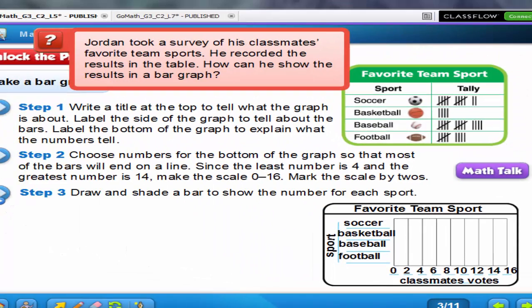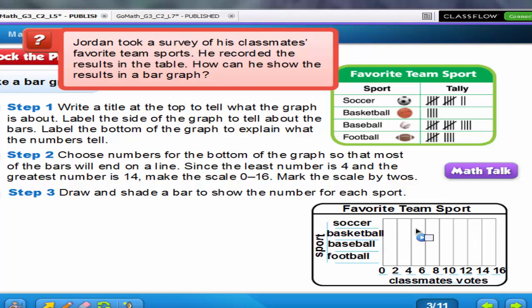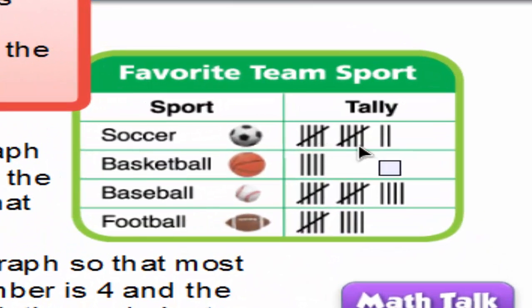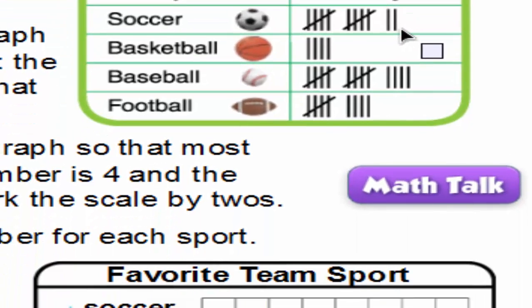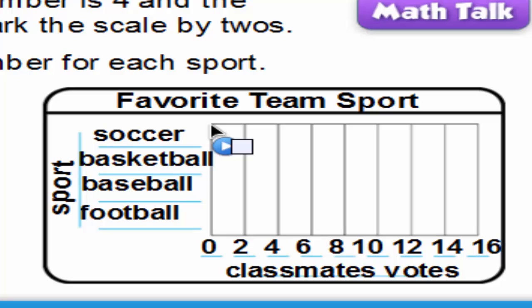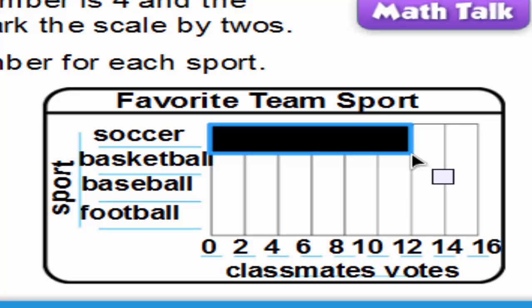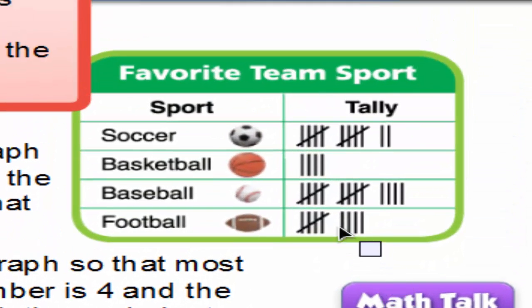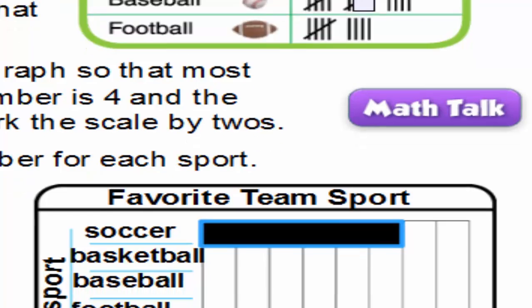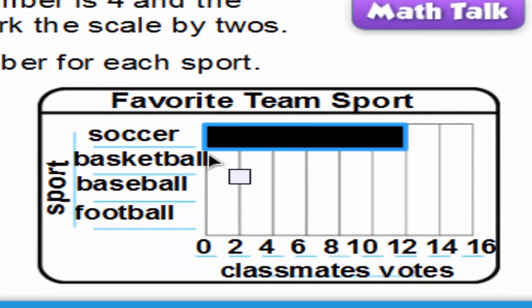Step 3, we're going to draw and shade a bar to show the number for each sport. We are going to use a horizontal bar for this bar graph. So we're going to look up at soccer and we see that there are 5, 10, count by ones, 11, 12. So we're going to make a bar starting at the 0 for soccer all the way to the bar for 12. Then we go back and check on the basketball. There are 1, 2, 3, 4 votes for basketball. So we make a bar from the 0 to 4 for the basketball.